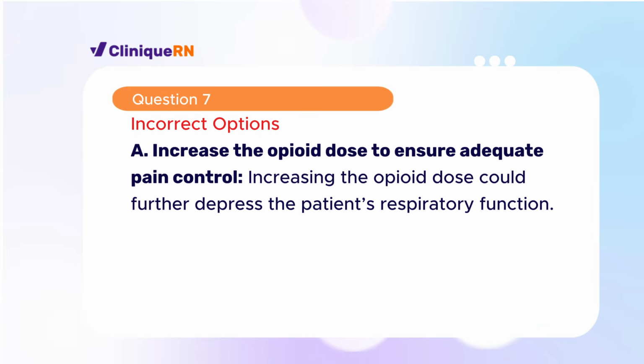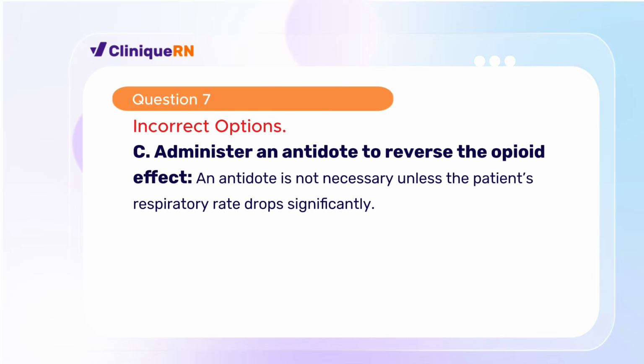Rationale for incorrect answers. A. Increase the opioid dose to ensure adequate pain control. Increasing the opioid dose could further depress the patient's respiratory function. C. Administer an antidote to reverse the opioid effect. An antidote is not necessary unless the patient's respiratory rate drops significantly.